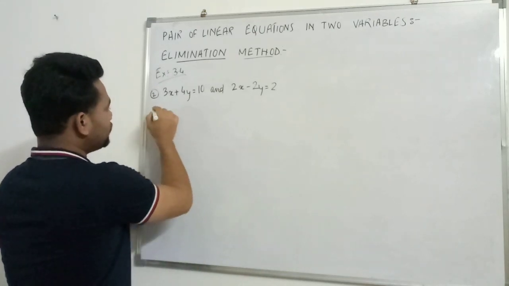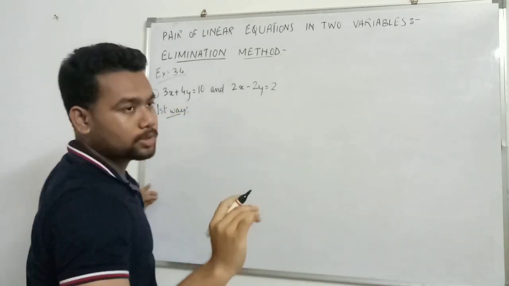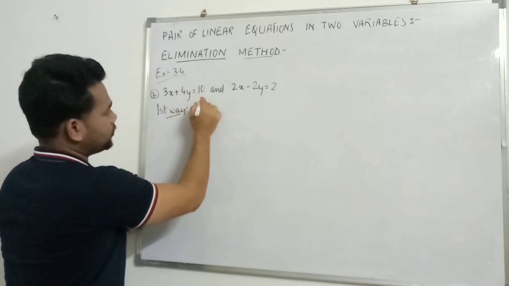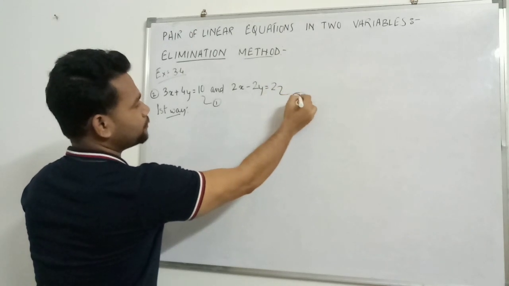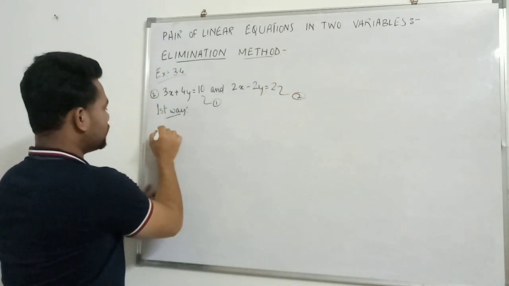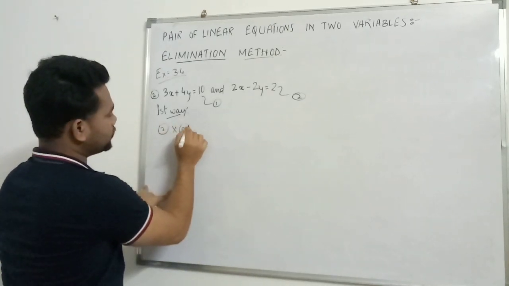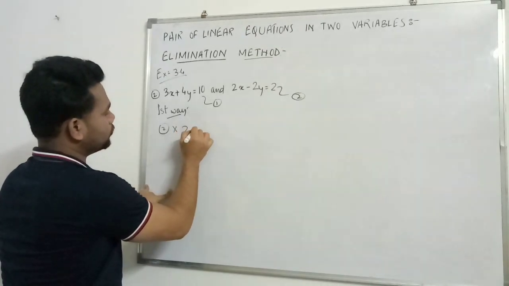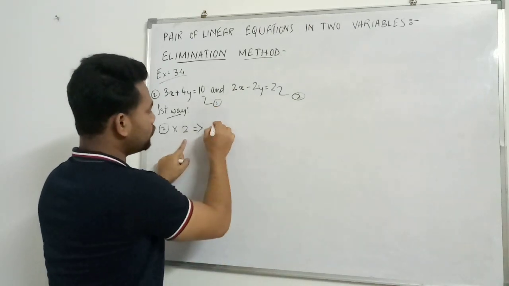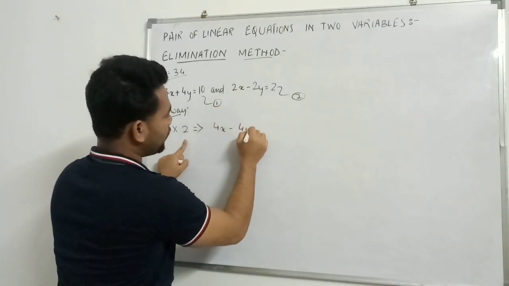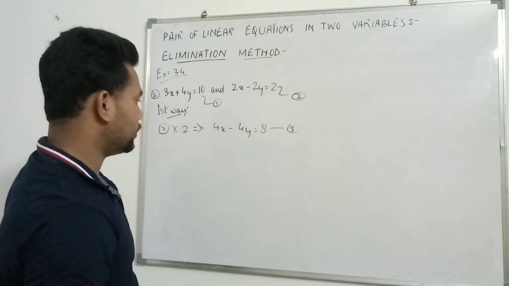So the first way. I will write first way. Let the first equation be equation 1 and the second be equation 2. Multiplying equation 2 by 2, we get 2 into 2, 4x minus 4y, 4 into 2 is 4... so finally we get a new equation, 4x minus 4y is equal to 8.